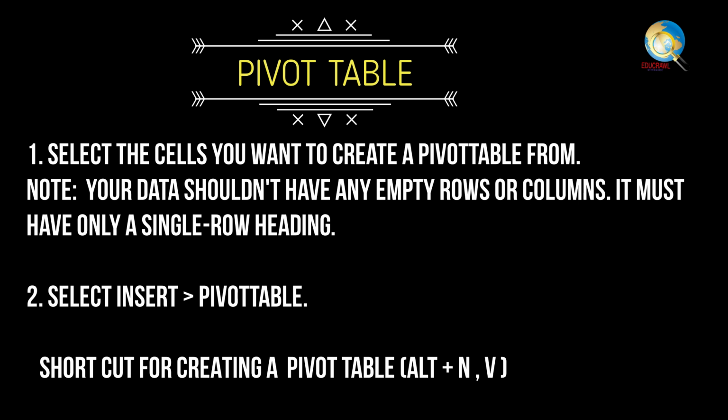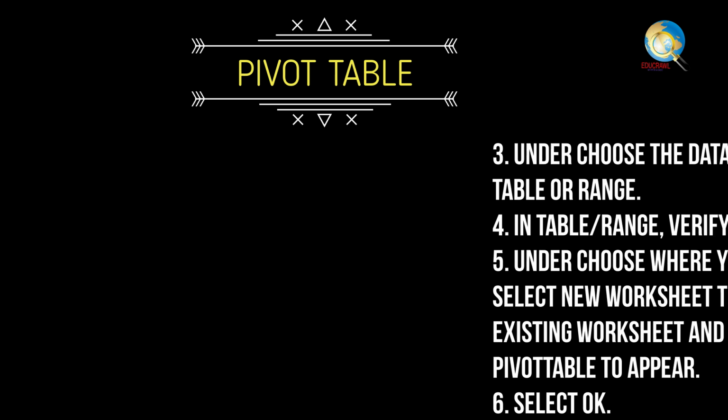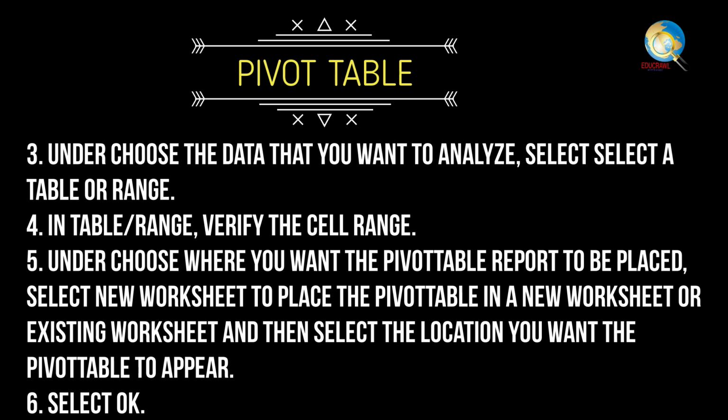Step 2. Select Insert Pivot Table. The shortcut for creating a pivot table is Alt plus N, then you press V. The third step is, under Choose the data you want to analyze, select a table or range. The fourth step is, in table/range, verify the cell range. Fifth step, under Choose where you want the pivot table report to be placed, select New Worksheet to place the pivot table in a new worksheet or existing worksheet, and then select the location you want the pivot table to appear. Step 6. Click OK.